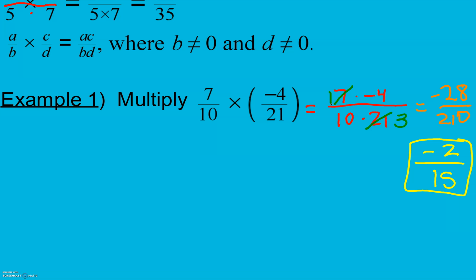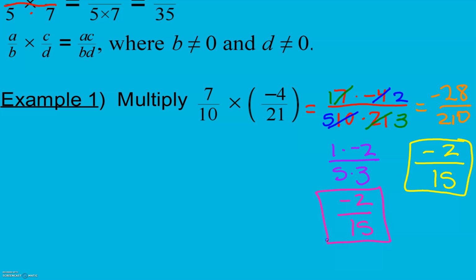If one's in the numerator and one's in the denominator, we can cancel that out. Just like between 4 and 10, I can take out a 2. Their greatest common factor is a 2. So 4 divided by 2 is 2, and 10 divided by 2 is 5. And now I can multiply what's left: 1 times -2 over 5 times 3. And that gets me to -2 over 15 the same way.